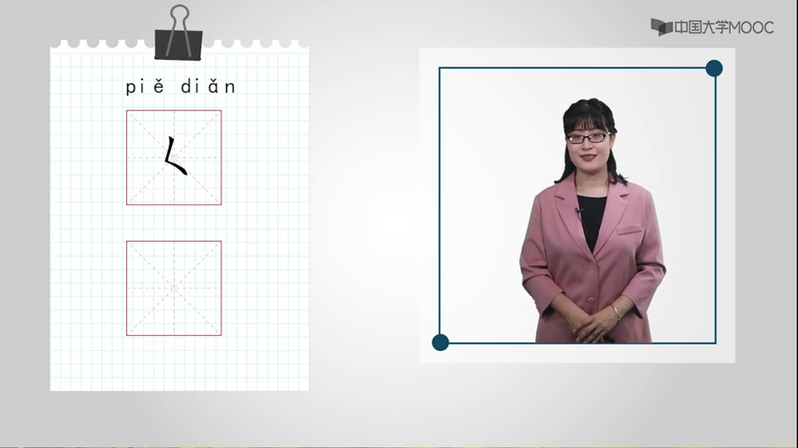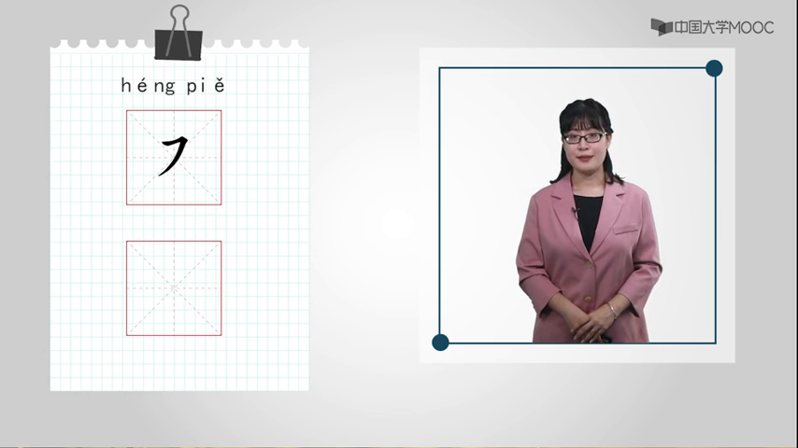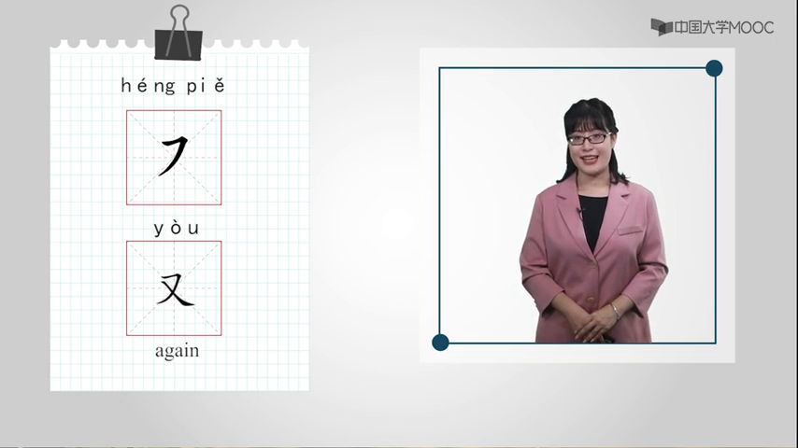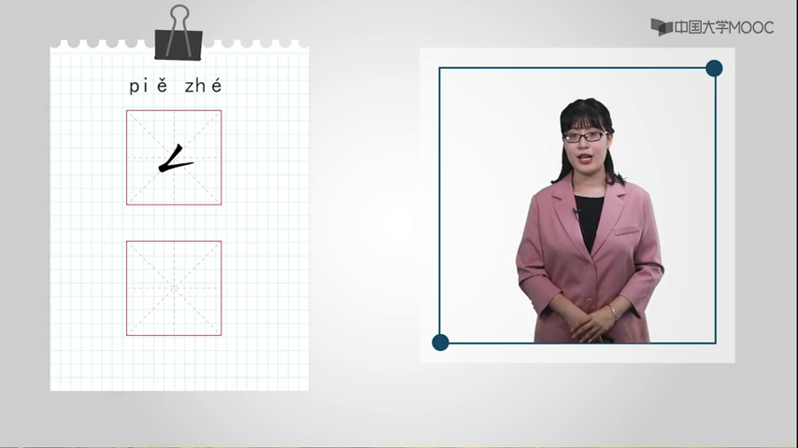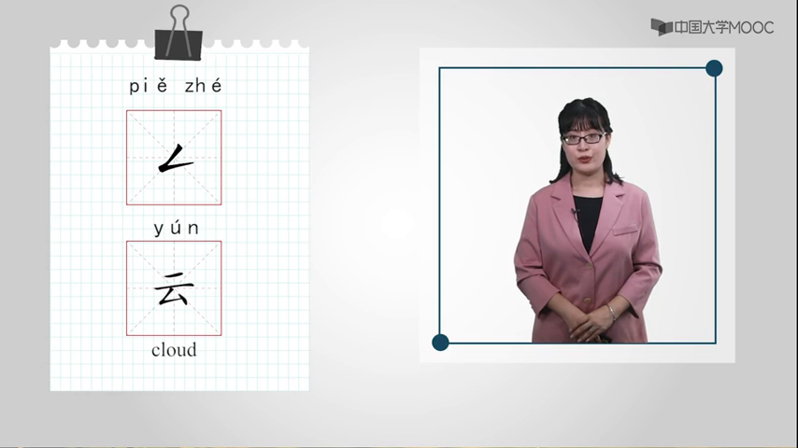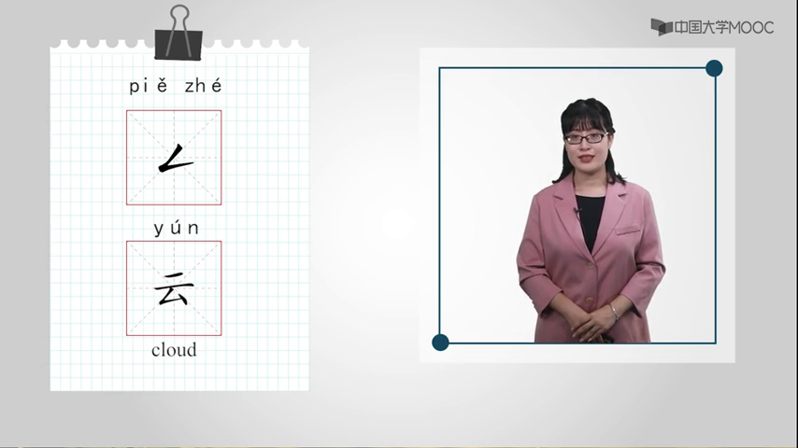撇点. This is 撇点. It writes like the first stroke of 女, female. 横撇. This is 横撇. It writes like the first stroke of 右, again. 撇折. This is 撇折. It writes like the third stroke of 云, cloud.